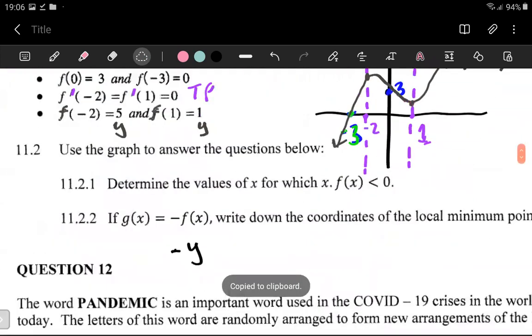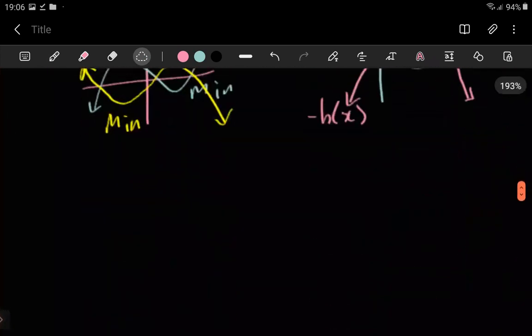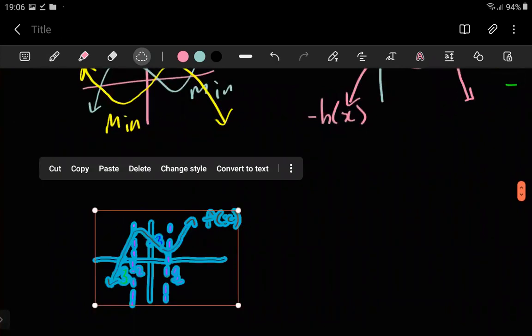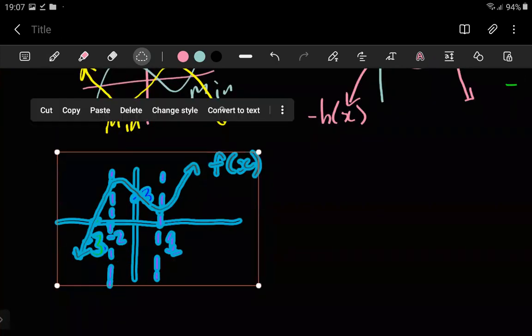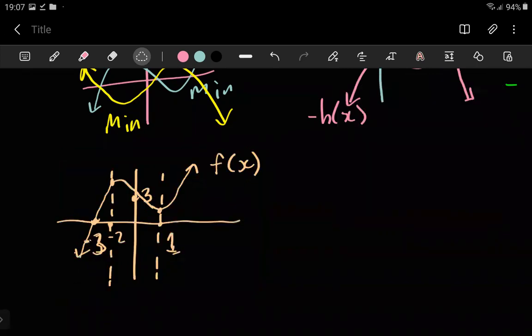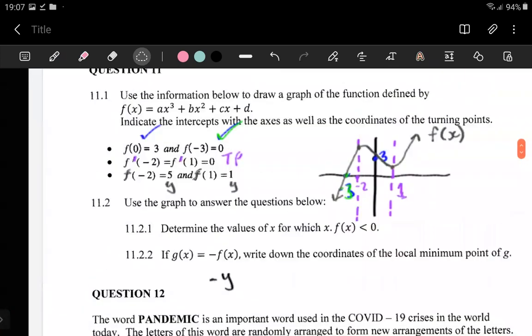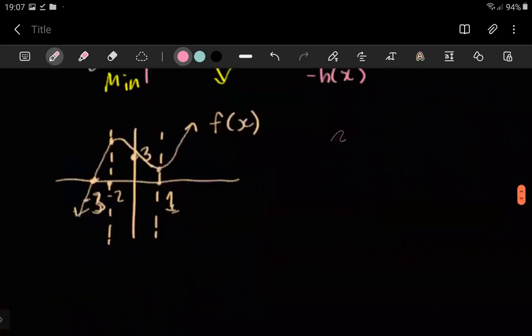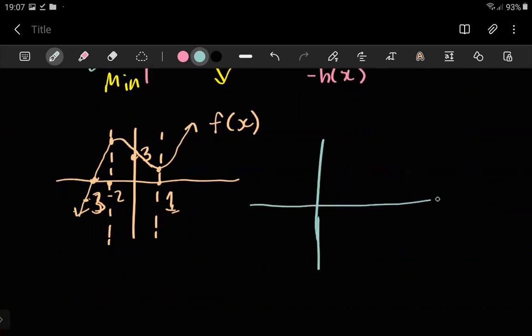So with this image, all that has happened is, if they're talking about g of x being negative f of x, what they mean is, let me just make sure this comes out nicely. Let's use a peach. So if the graph of g is f of x flipped over, in your Cartesian plane you can just use this image.